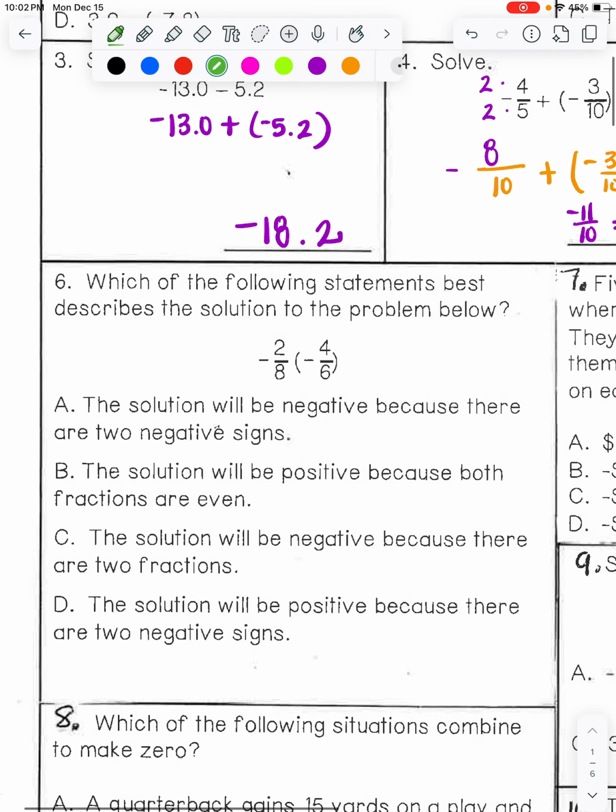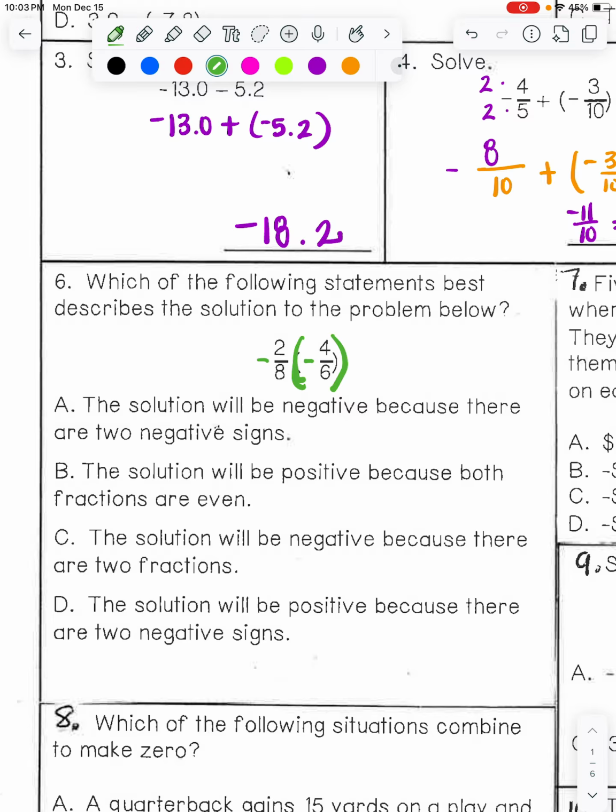Number 6, which of the following best describes the solution? Remember how we talked about this is multiplication. I know that looks like a minus sign, but that's negative 2/8 times negative 4/6. So we know the answer is going to be a positive. The rules for adding and subtracting are different from multiplying and dividing. Please go back and review your notes for those rules that we wrote down.